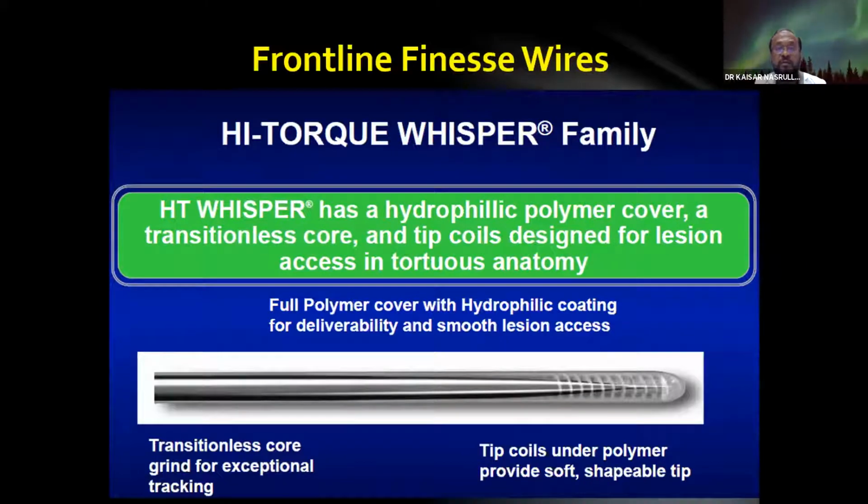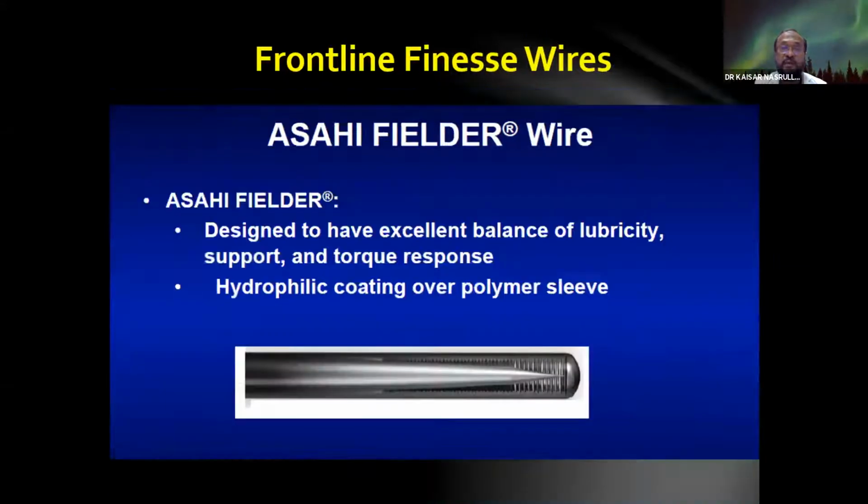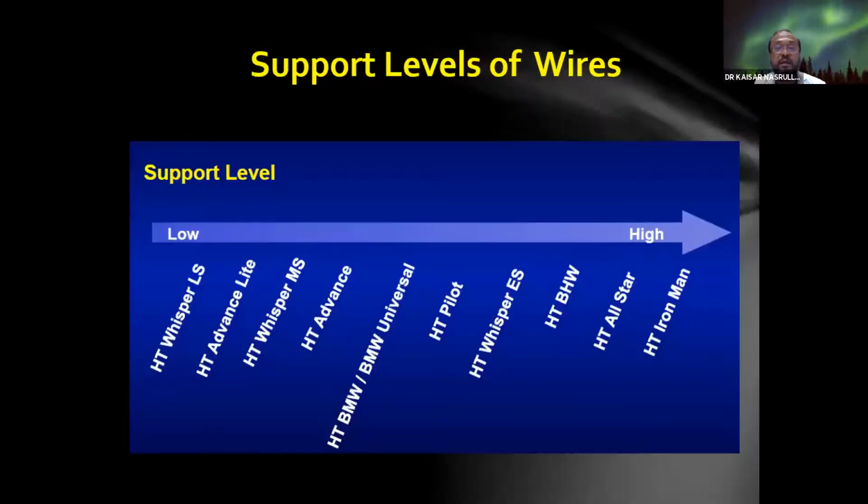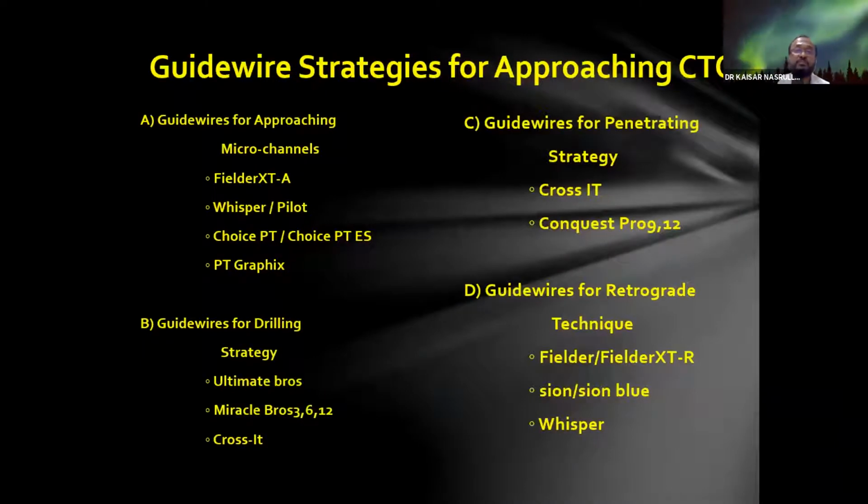Some people use the frontline finesse wire for slippery lesions or fine micro channels or tortuous lesions: Whisper, and Fielder series, Fielder XTR. And then extra support wires for tracking the device like Ulster, Ironman, or Grand Slam. There are different types of support levels. And lastly, the specialty wire for CTO. For this specialty wire, there are four subtypes. Guide wire for approaching micro channels: Fielder XTA, XTR, or XT wires.